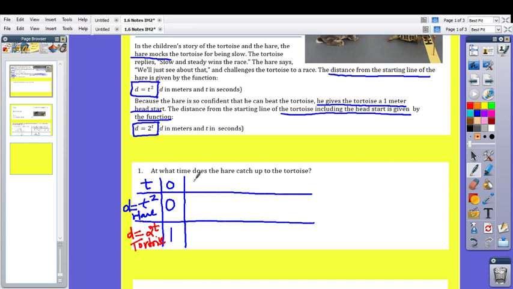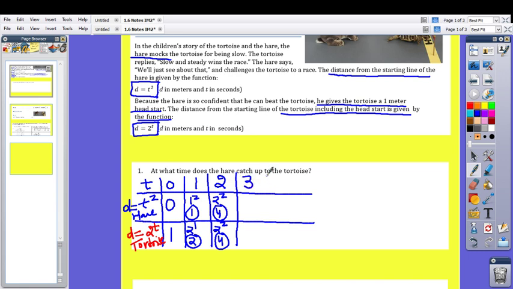Okay, then when t is 1, so all I'm doing is plugging it in. So I'm doing 1 squared, which is 1, and then if I do 2 to the 1, then this is 2 for this guy. So I'm just plugging in the t values here and finding out what is my distance for the hare and the tortoise. So when t equals 2 seconds, then this will be 2 to the second power, which is 4, and for this it is also 2 to the second power, which is 4. So they both are at 4 meters when t equals 2. So here he caught up with him.